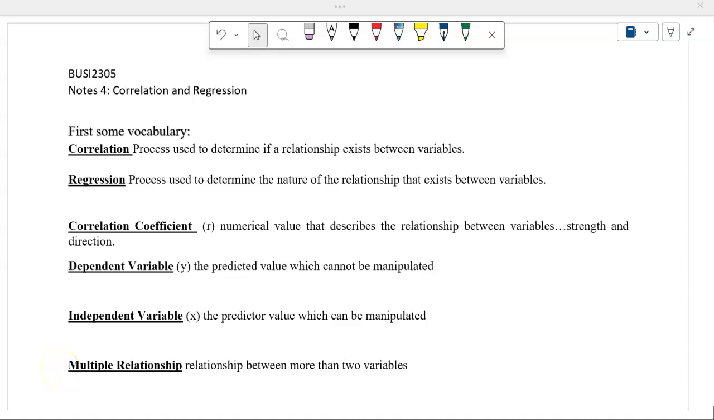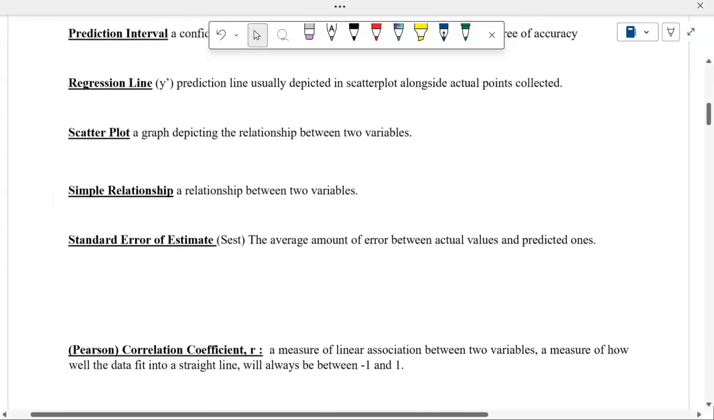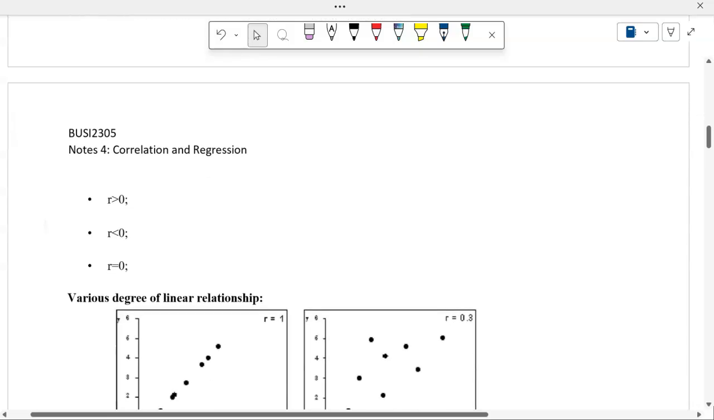Welcome to Notes 4. We are going to be studying correlation and regression in Unit 2, and here is a list of vocabulary words. In class, we'll go through and describe them and talk about them a little bit further. I'm going to encourage you to pause the video and read that along on your own if you did miss class.